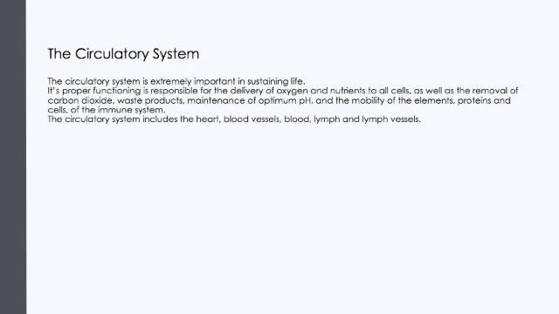All but the simplest animals have a circulatory system with three main components: a central pump, a vascular system, or a set of tubular vessels, and circulating fluid. Two main types of circulatory systems have evolved in animals.